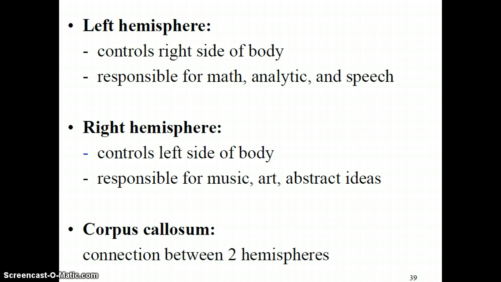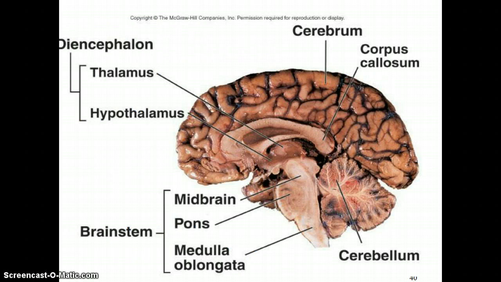The corpus callosum, take a look at where that is located. It is the connection between the two cerebral hemispheres. And you can see, of course, this is a fissured or a cut brain. So this would actually be looking at the right hemisphere and some of the components of the right hemisphere, showing you here the cerebrum and the location of the corpus callosum. Of course, this is cut, as I said.